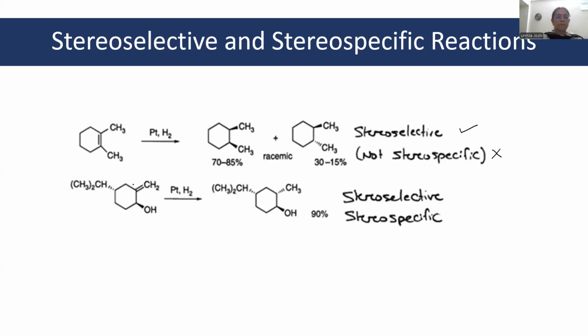Look at this. There is reduction of the double bond. When there is reduction of the double bond, the resultant product formed is a trans product. If you look at this with respect to OH, this is a trans product. And the reaction has chosen this product, so it is stereoselective. But is it stereospecific? Yes, it is stereospecific.